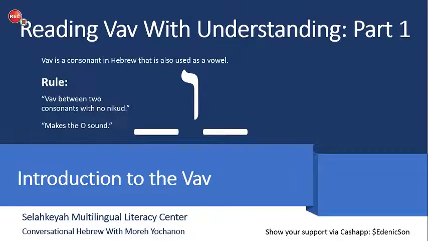Let's repeat that. When Vav appears between two consonants and there's no nikud that tells you how to make the vowel, it's just straight Hebrew, no nikud, and the Vav is right there in the middle of two consonants. Always default back to the O sound, okay?